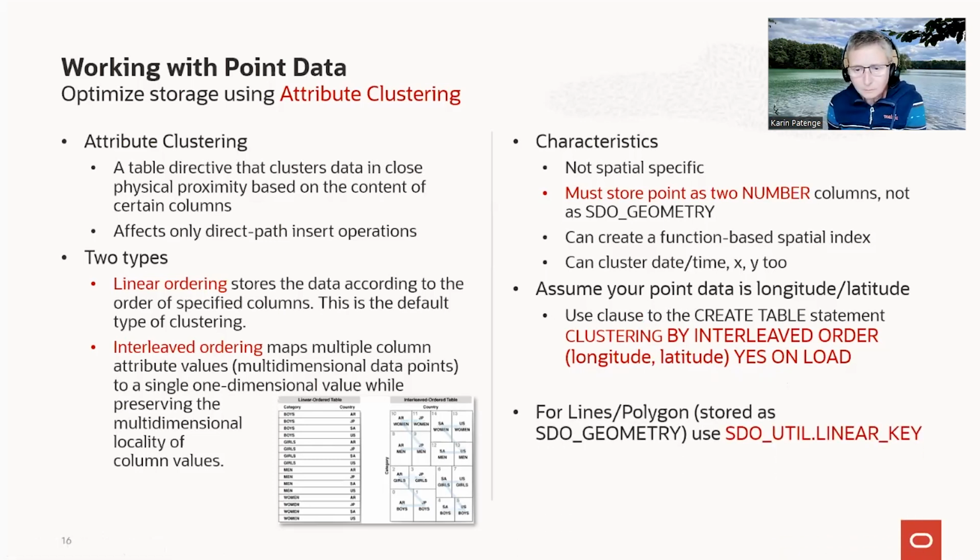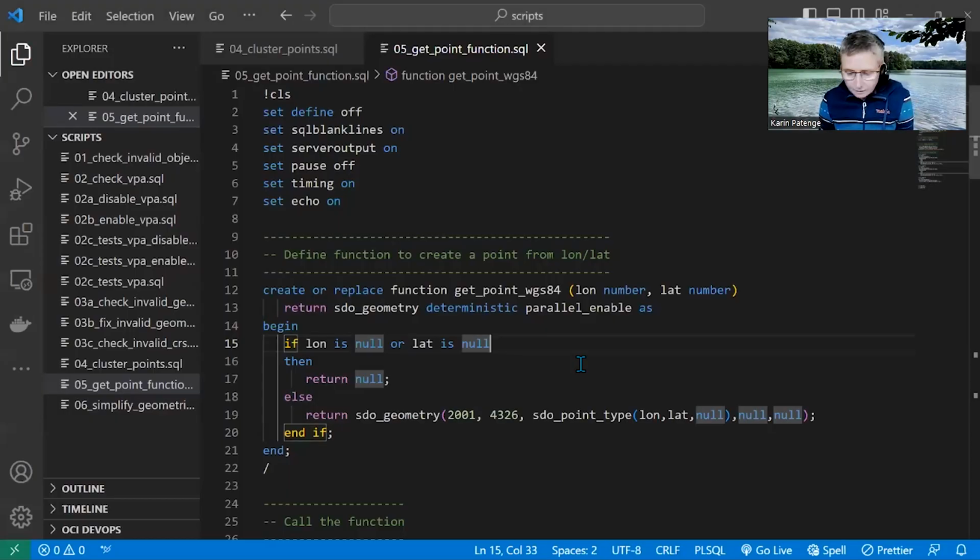I'm going to talk a little later about lines and polygons, which typically have an undefined number of vertices, so we can't use it the same way as points, which have only either 2 or 3 values. So for lines and polygons, we need to do it differently. For that, we use a function called linear key, which is part of the PL/SQL package linear st_util. And let me go back to the demo case.